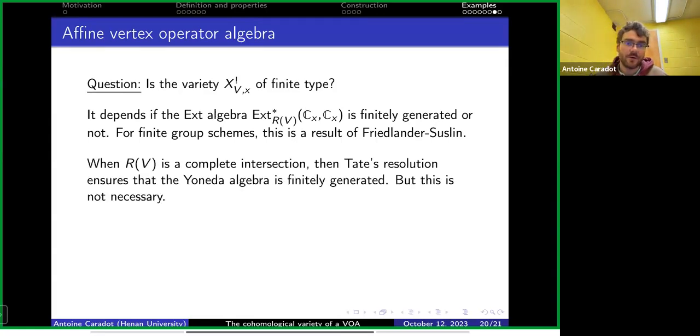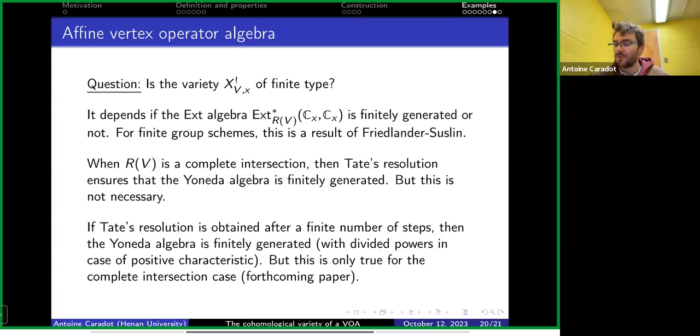When RV is a complete intersection, as I mentioned, the Tate resolution ensures that the Yoneda algebra is finitely generated. But if it's not a complete intersection, it might go on forever. So I currently have an ongoing project to look at when Tate resolution is obtained after finitely many steps, so you add finitely many variables. You don't assume that the ring you start with is a complete intersection, because then you would know it stops. But you assume that Tate resolution stops and then you see what it implies. So it will imply that the Yoneda algebra is finitely generated.